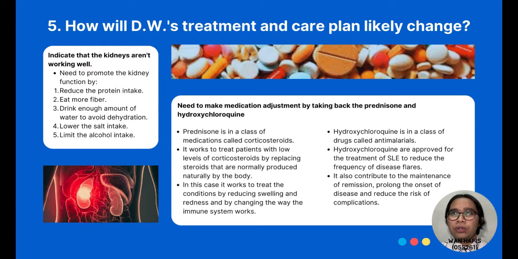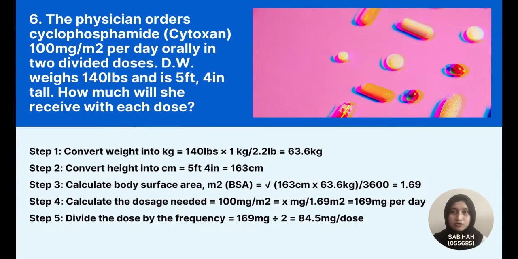It also contributes to the maintenance of remission, prolongs the onset of disease, and reduces the risk of complications for SLE disease. Question 6. The physician orders cyclophosphamide or Cytoxan 100 mg per meter squared per day orally in 2 divided doses. DW weighs 140 pounds and is 5 feet 4 inches tall. How much will she receive with each dose?